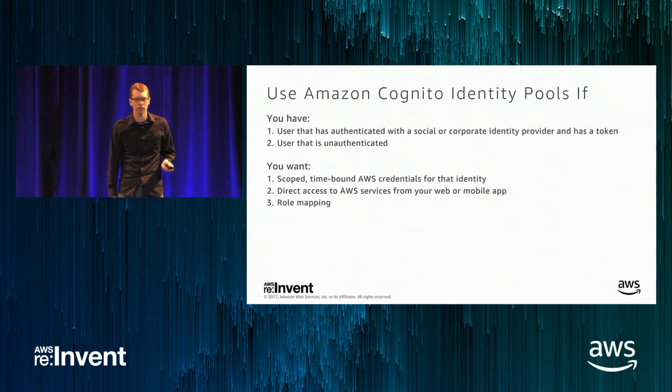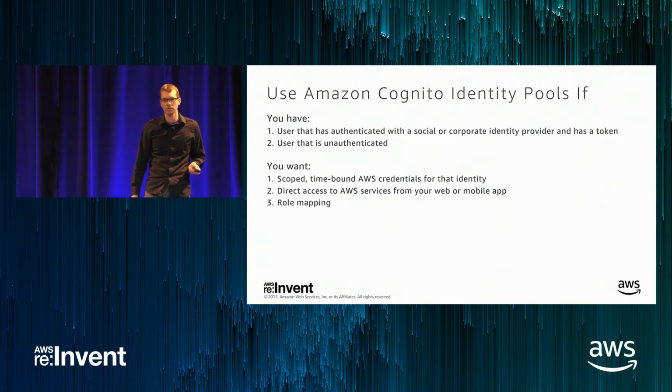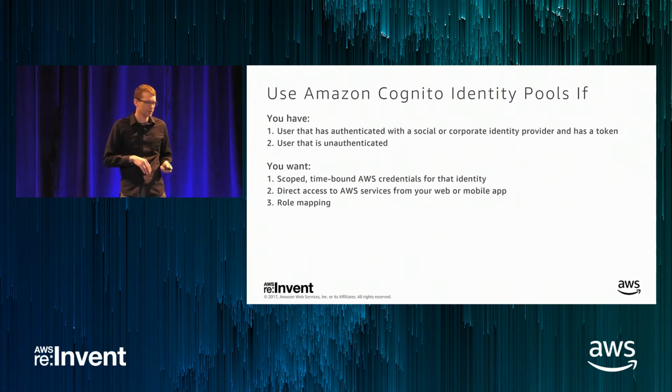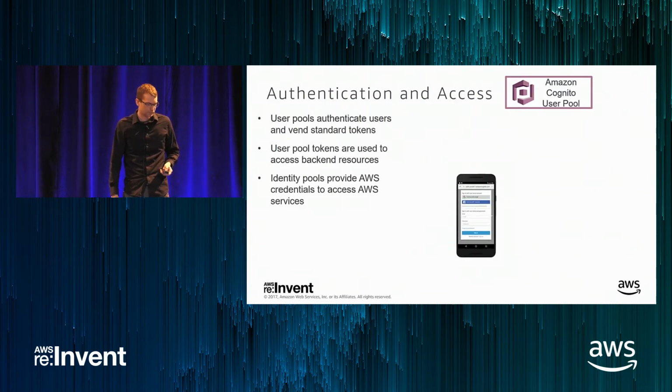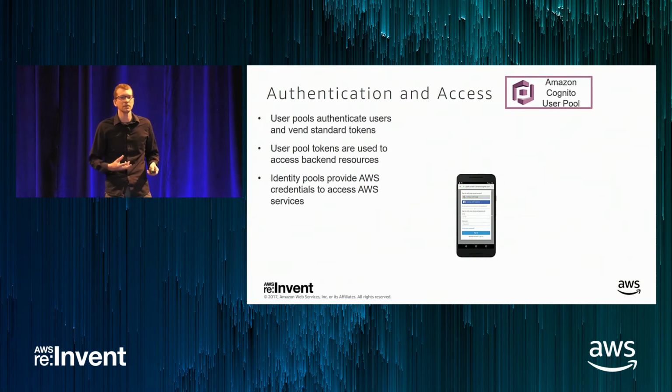So if you want, for those users, AWS credentials to access AWS resources directly from your mobile app, or you want role mapping. So let's say that you federated in and you have some group information in that federation token about who they are, maybe they're administrator, and you want to provide a custom role. You can do that with identity pools. And you can use them together. So you can use user pools with identity pools. Basically, you can authenticate your user and then get AWS credentials for the user.